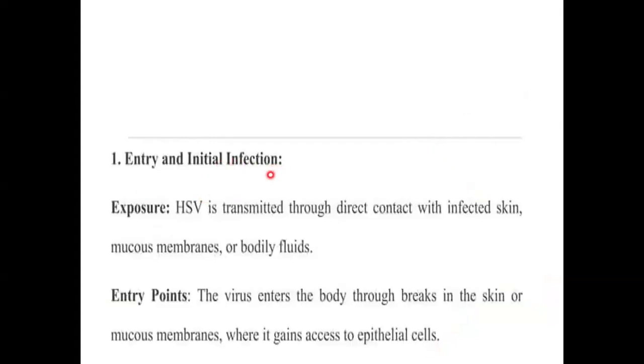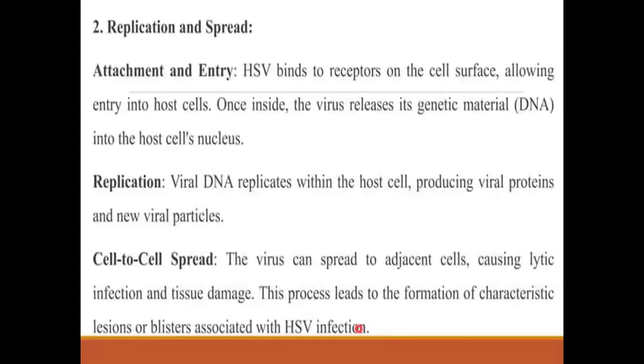Entry and initial infection. So the different ways you can get herpes: through direct contact with infected skin, mucous membrane, or bodily fluids. For the entry point, the virus enters the body through breaks in the skin or mucous membrane, where it gains access to epithelial cells. So imagine if you have a break in the mouth, like if you have a cut or any sore, the virus will enter. Then it goes to the epithelial cells.